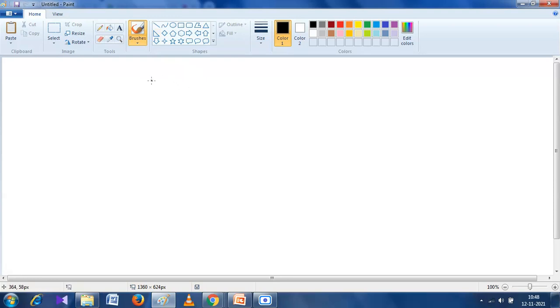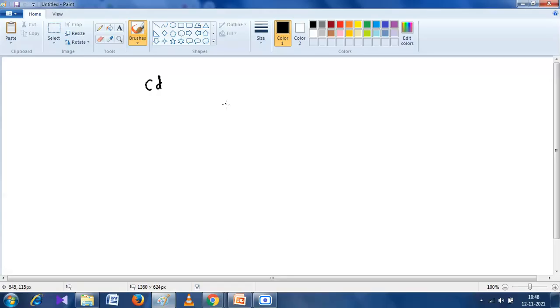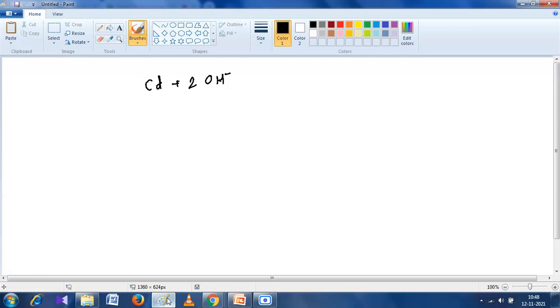For the chemical reaction, cadmium reacts with hydroxide ion. Between the two plates, the anode and cathode, or say positive and negative, there is a separator, which is actually potassium hydroxide. So the hydroxide ion present in the separator reacts with cadmium and produces cadmium hydroxide and 2 electrons.